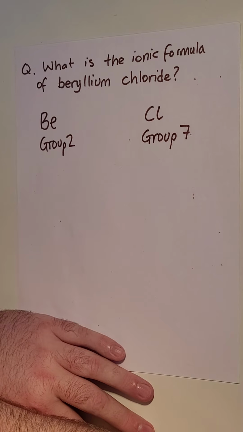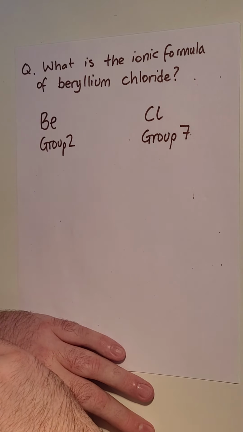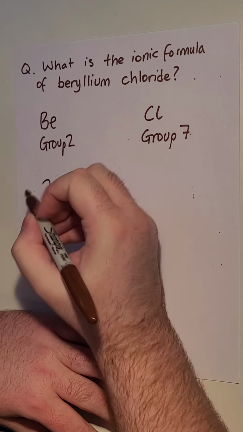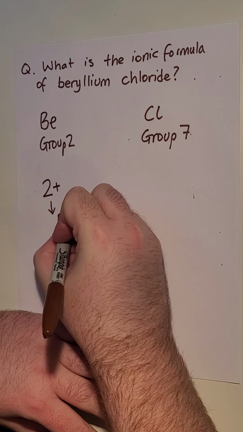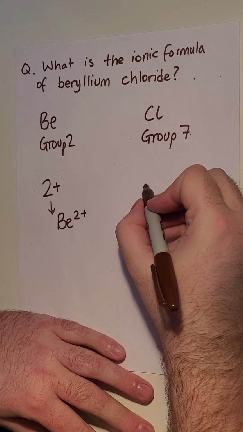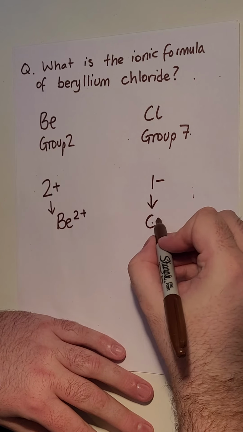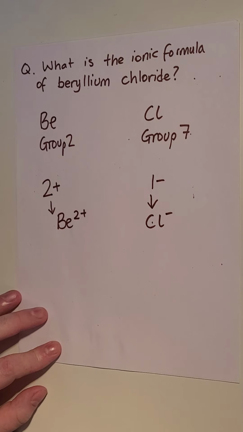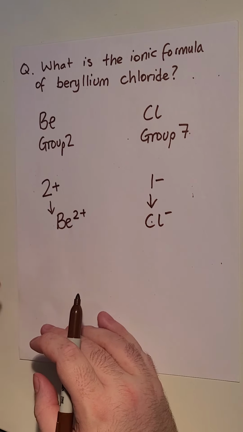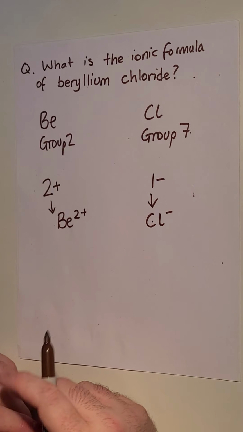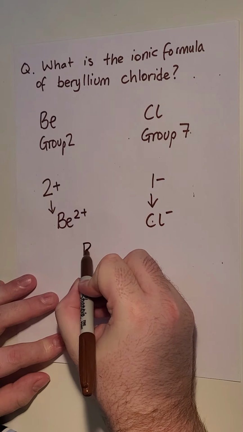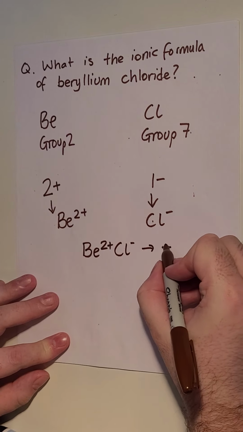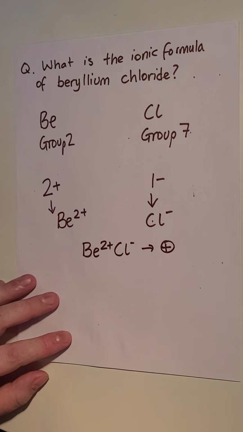From there, we need to decide which charge will go on to those ions. Remember I said that anything in group 2 will form a 2 plus charge, so we'd get Be2+, and anything in group 7 will form a 1 negative charge, so we will get Cl-. However, an ionic compound will have an overall neutral charge. So we need to have the same number of positives as negatives from the ions. At the moment, if we put Be2+ and Cl- together, we'd have 1 plus left over. We need to get this neutral.